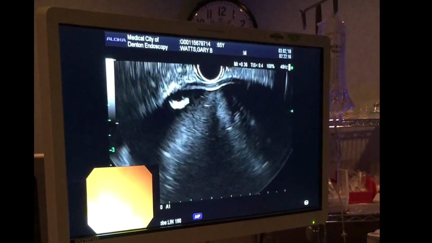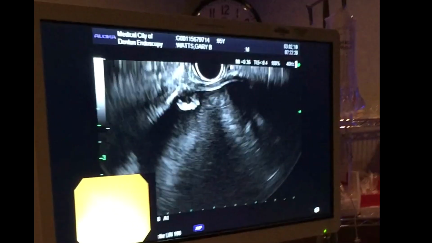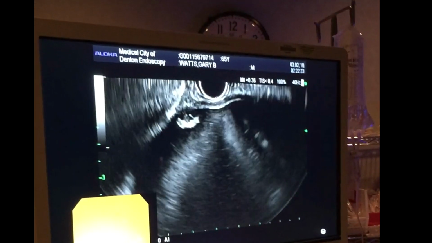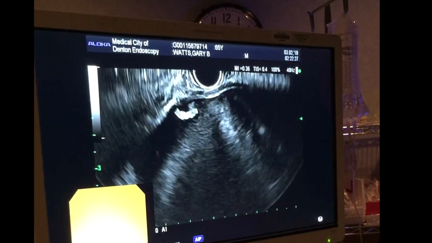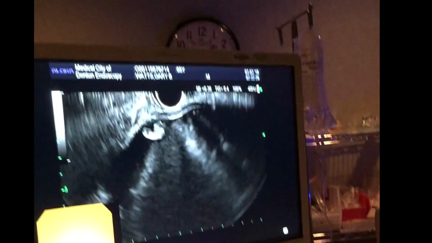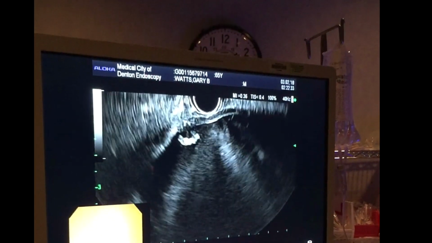On the endoscopic ultrasound, as you can see, there is some debris, but more than 98% of it is fluid, consistent with an uninfected pancreatic pseudocyst.